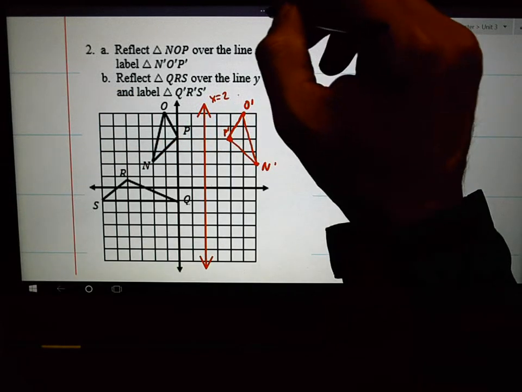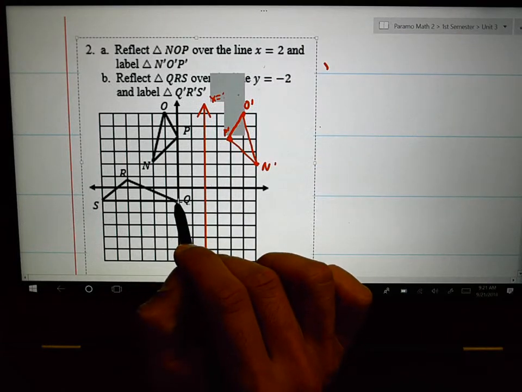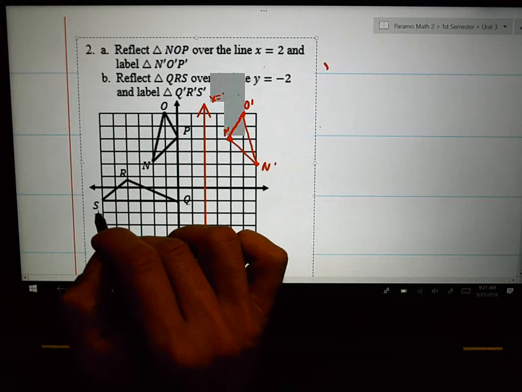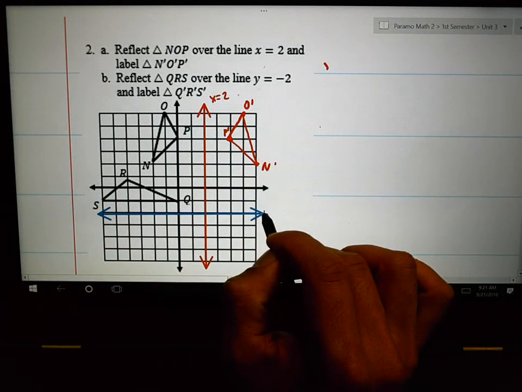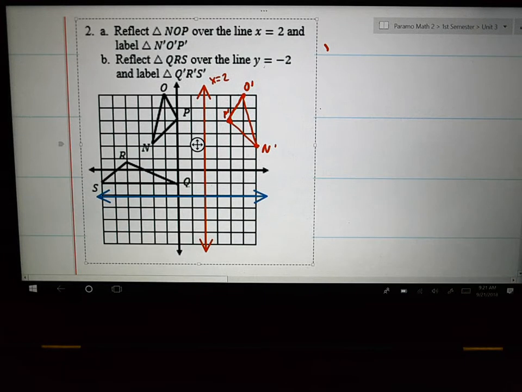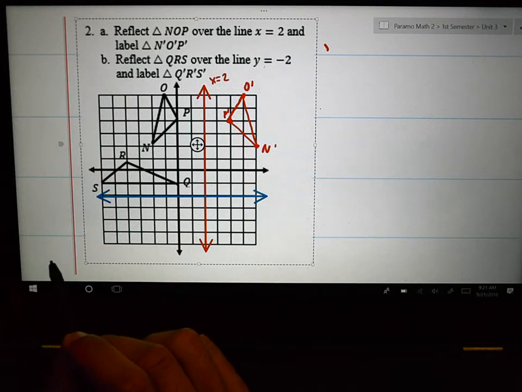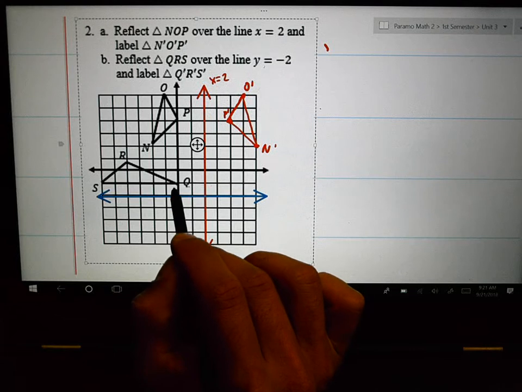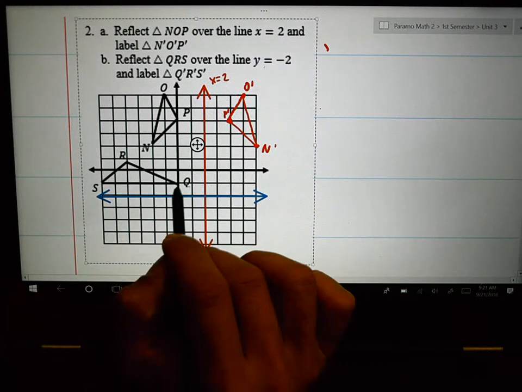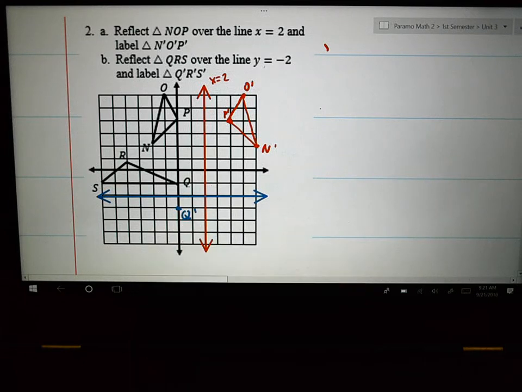So the very next thing that I do is I draw a line at y equals -2. Here's where y is equal to -1. Here's -2. I'm going to draw a line at y equals -2. There's my blue line. And just like before, once you know that this is where the mirror is, we count the distance from each vertex. It's 1 unit away, and then we put the image point the same distance away from the line.